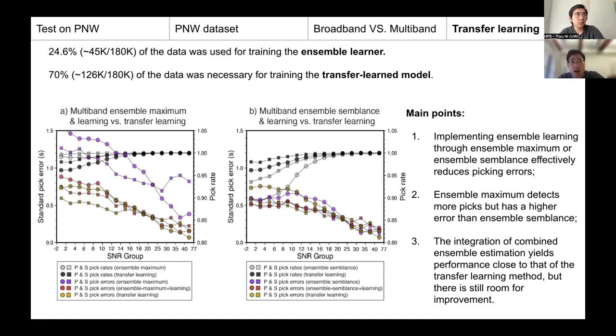And I would say for the picking rate, it's not always the case like here. In our continuous test that I'll show you, the ensemble semblance can actually outperform the transfer learned model in terms of the picking rate.